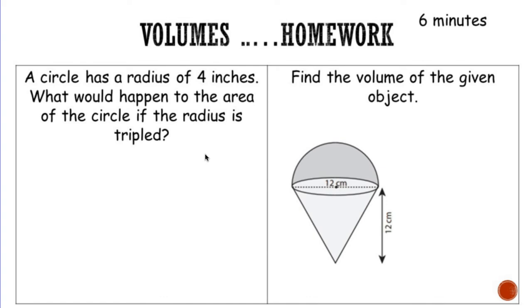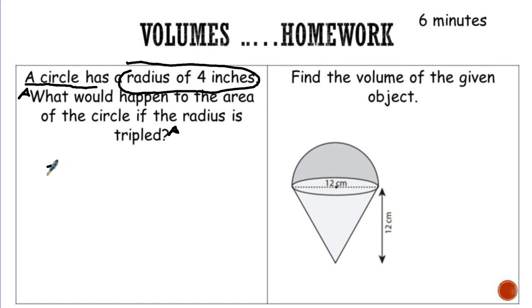So it says a circle has a radius of 4 inches. What happens to the area of the circle if the radius is tripled? Alright, so remember we underline in circles, so we know this statement is about a circle. And what about the circle? It has a radius of 4 inches. Here's a star by the question.